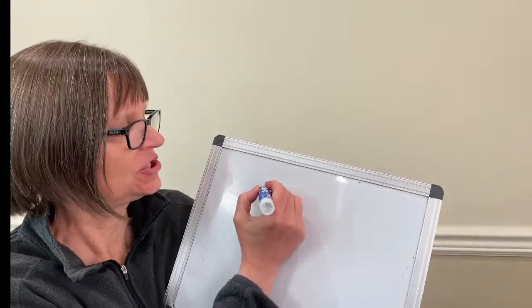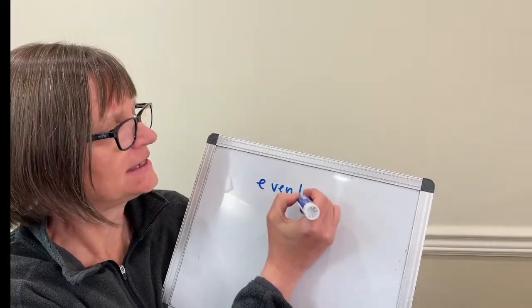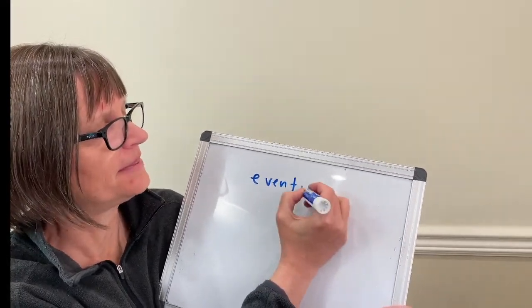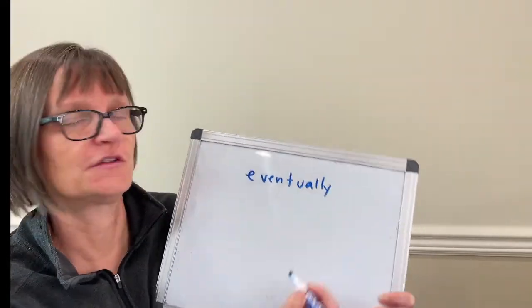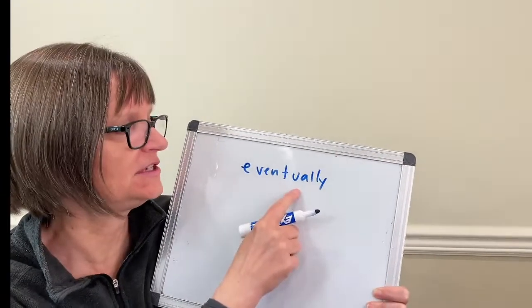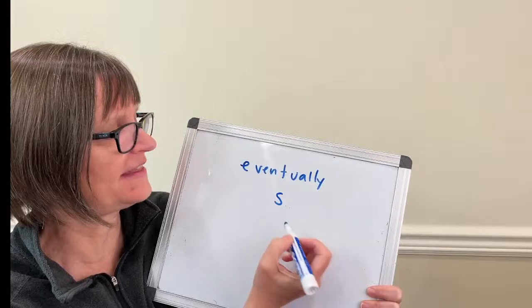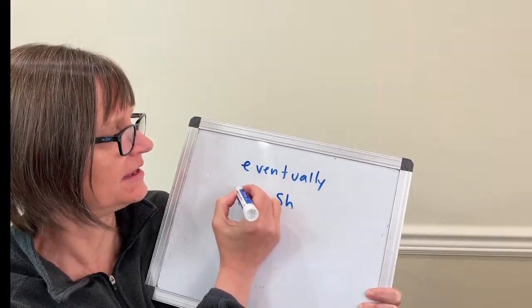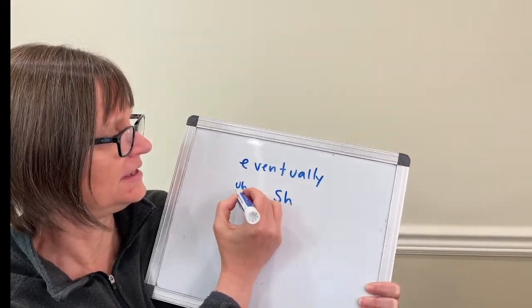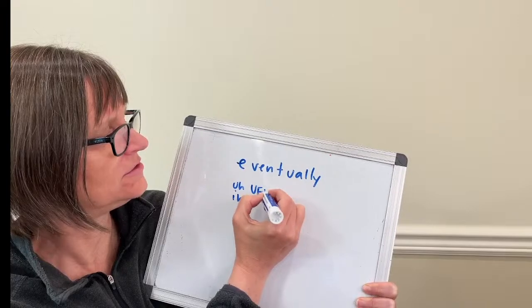Okay, we have a question about whether eventually is with an SH or a CH sound. So eventually. This one, I would say it's really hard to hear the difference. So sometimes with this TU, eventually, I think I probably say that with the SH sound, like eventually.